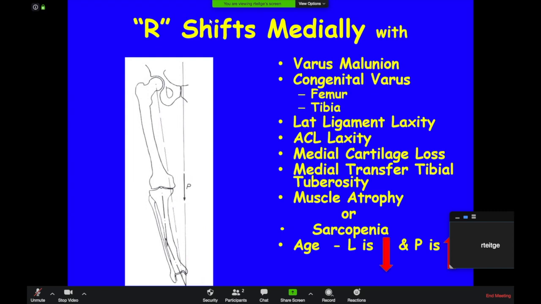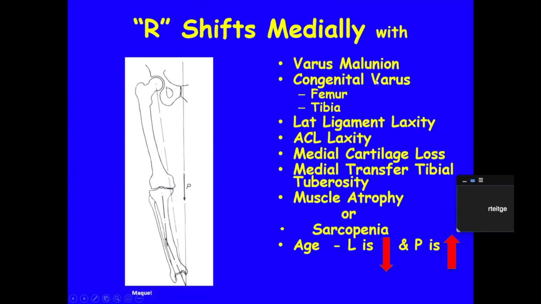So R will shift medially if we have varus, such as a varus malunion, or a congenital varus, or the varus can be either in the femur or the tibia, or if we get laxity in the lateral collateral ligament, or if we get laxity in the anterior cruciate ligament, or if we lose articular cartilage from the medial compartment, or if we transfer the tibial tuberosity medially, or if we have muscle atrophy or sarcopenia. So with age, we develop sarcopenia, which is muscle loss, and that'll shift the resultant vector medially.